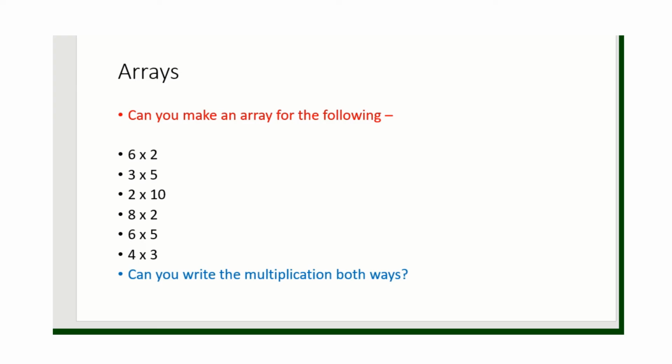Now then, can you make an array for the following? 6 times 2, 3 times 5, 2 times 10, 8 times 2, 6 times 5, 4 times 3. Use whatever you want. And can you write the multiplication both ways? Are you able to make it? And then are you able to draw it as a representation too? Can you make it both ways? Can you draw it both ways? Have a go. And remember, any work that you send, I would love to be able to see it.